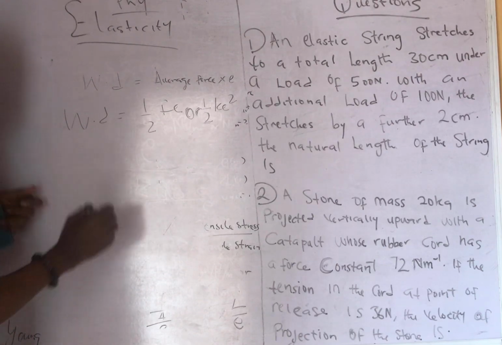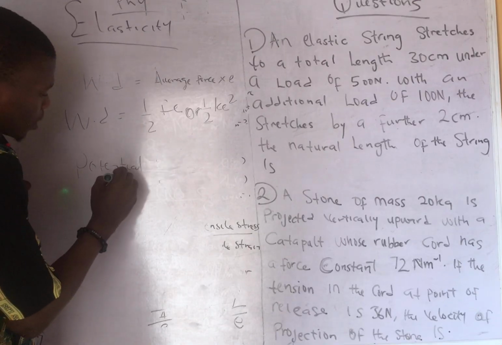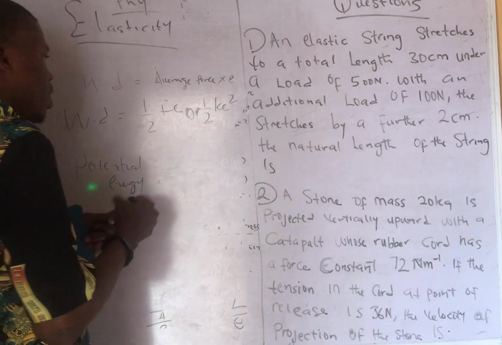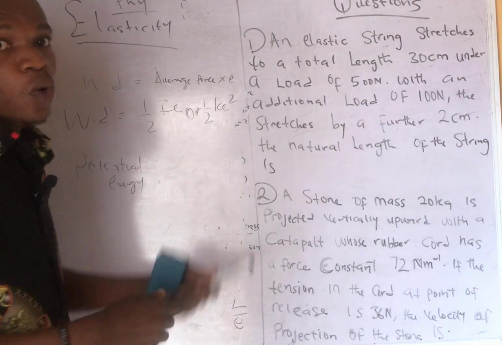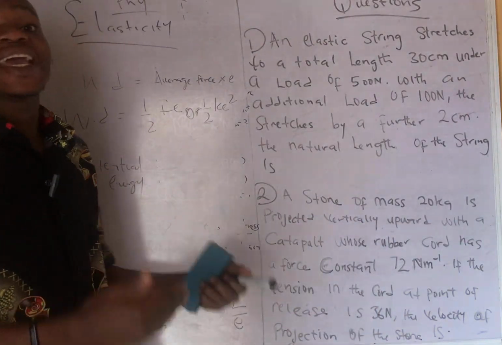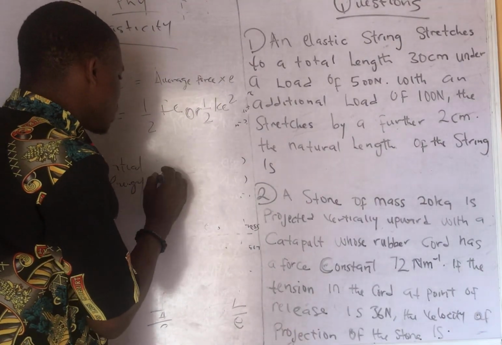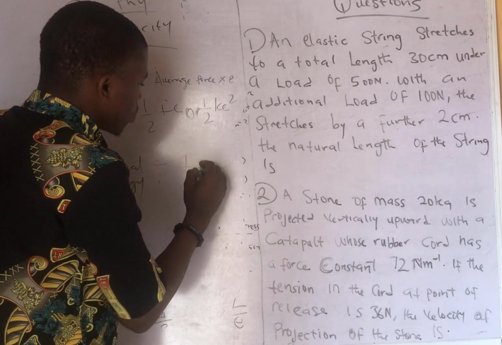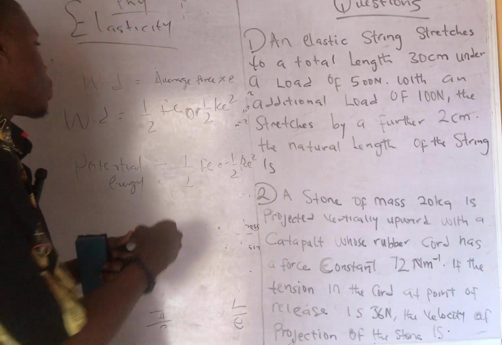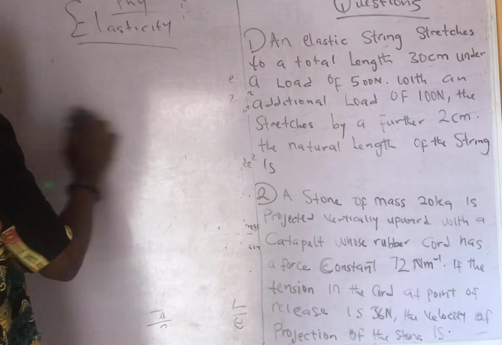Then we have the potential energy. Now the potential energy is the energy stored in the elastic material, or the potential energy of the elastic material is equal to the work done. Now you know the work done is the work done on the elastic material, while the potential energy is the energy stored in the material. So it will be equal to 1 over 2 Fe or 1 over 2 Ke squared. So if you're asked to look for the work done or the potential energy, it's the same formula for both in elasticity.